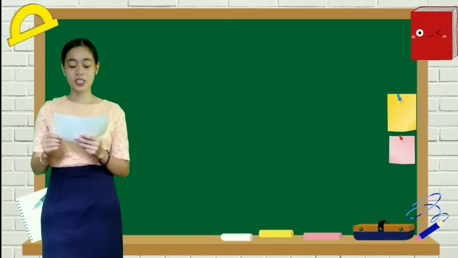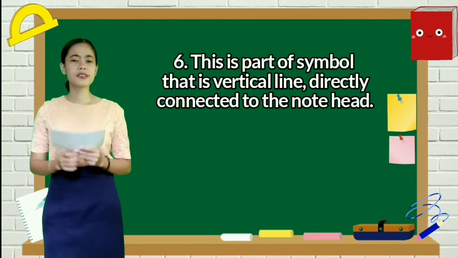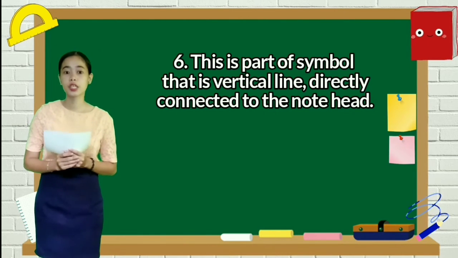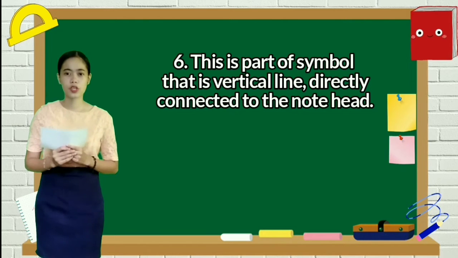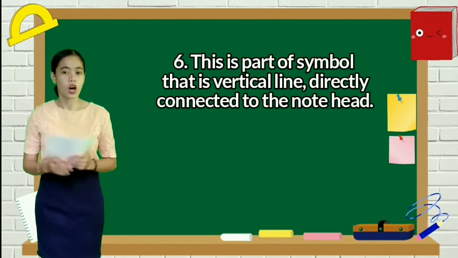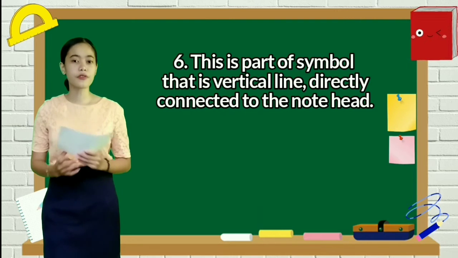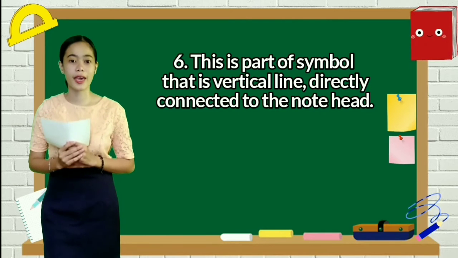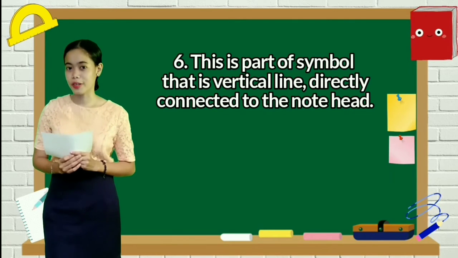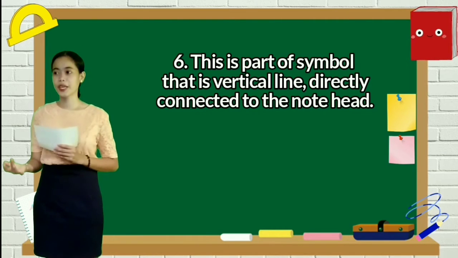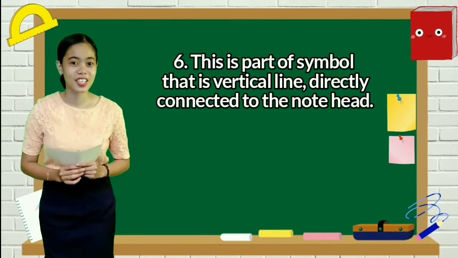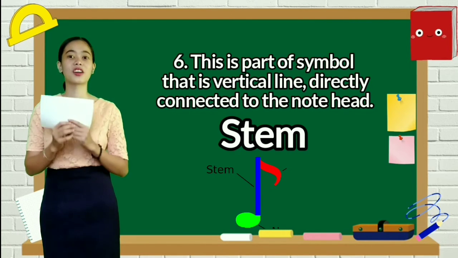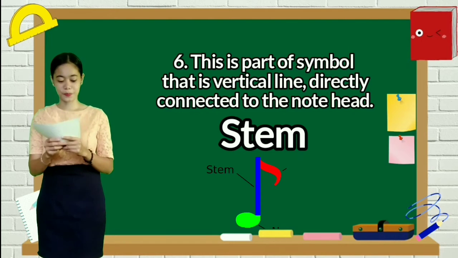Now let's proceed to the next item. This symbol is a vertical line directly connected to the note head. What do you think is the name of this part of the symbol? I'll repeat: the part of the symbol that is a vertical line directly connected to the note head. What do you think is the answer? Alright, let me see your drawings. Very good. The answer is stem. All groups have the correct answers.